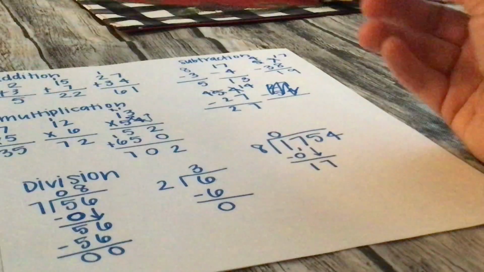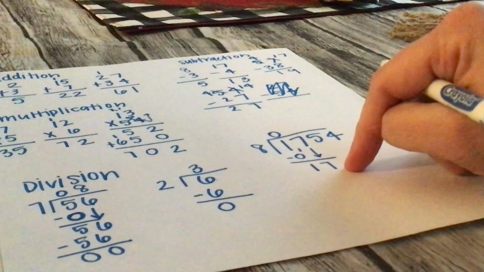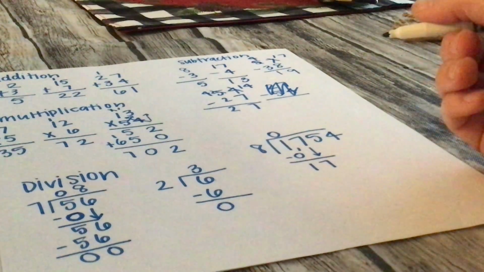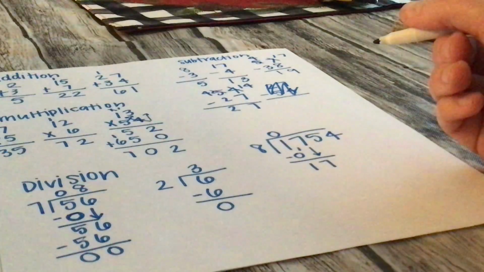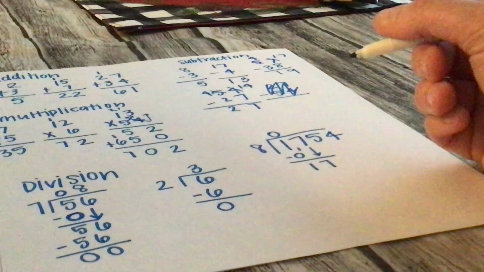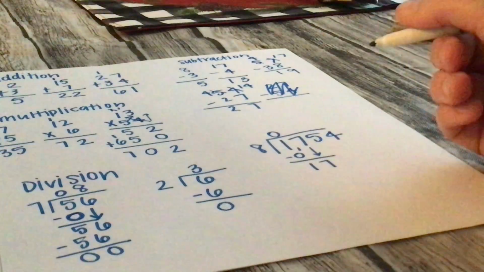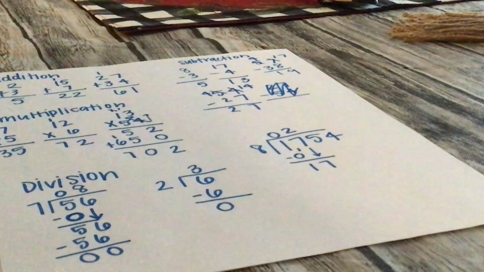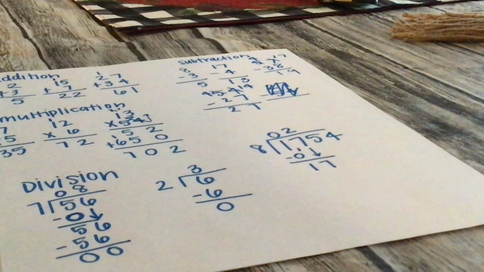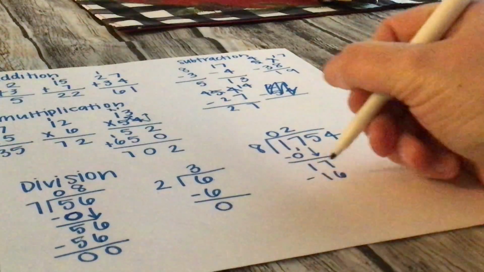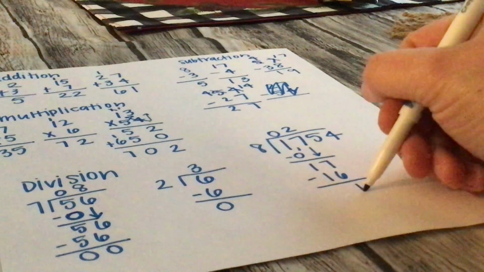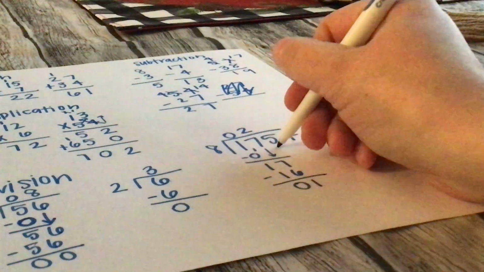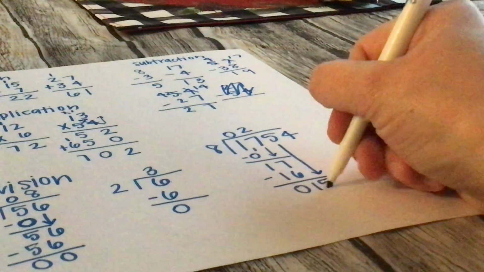So now I say, okay, how many times can 8 go into 17? Or at least get me really close without going over. Well, I know that 8 times 4 is 32. That's too big. 8 times 3 is 24. That's still too big. How about 8 times 2? 2 times 8 is 16. So I'm going to write 16 here, and I'm going to subtract. 7 minus 6 is 1. 1 minus 1 is 0. Now I bring down this 5, so it turns into 15.